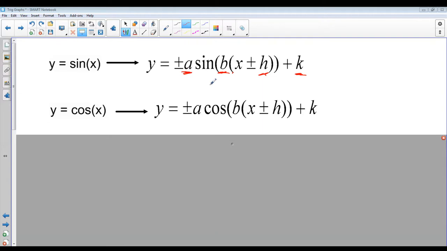So the BHAK process that we talked about so much earlier in the year, where B affects the horizontal stretch and shrink. H represents the shift left and right. A represents the vertical stretch or shrink. And K impacts the vertical shift up or down. So it's the same things that we've been looking at a lot more early in the year.